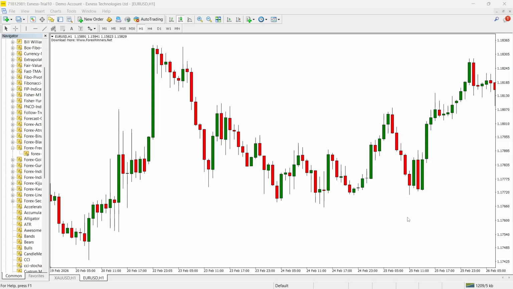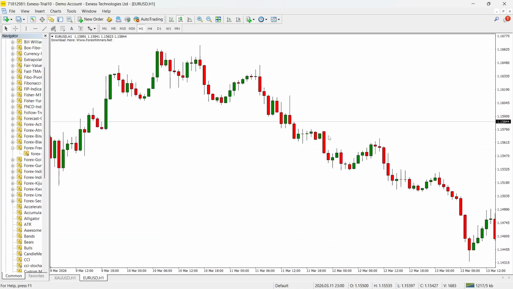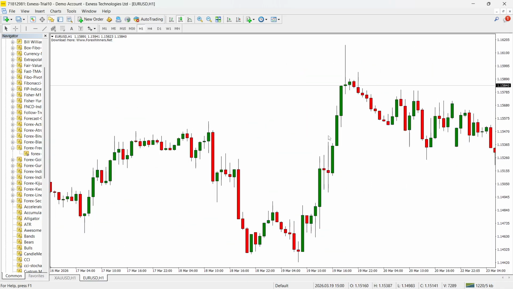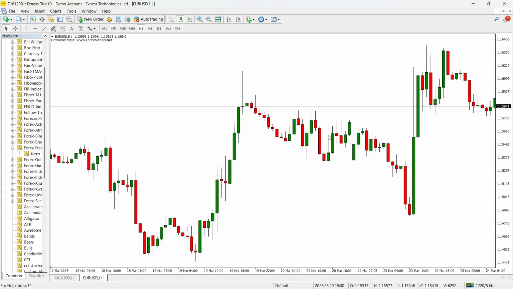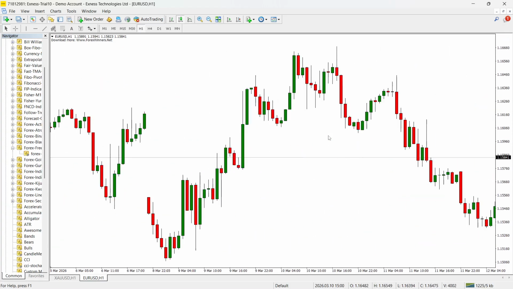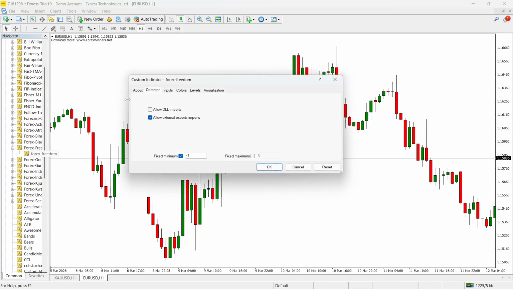Hello traders, in this video we're exploring the Forex Freedom Indicator for MT4. We'll cover how its multi-time frame bars appear in a separate sub-window, what the colored blocks imply about trend direction across several time frames, and how traders use it to align with the dominant move. At this point I'll load the indicator on the chart so you can see how it looks in real time.